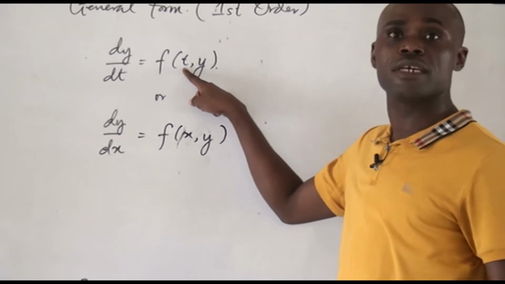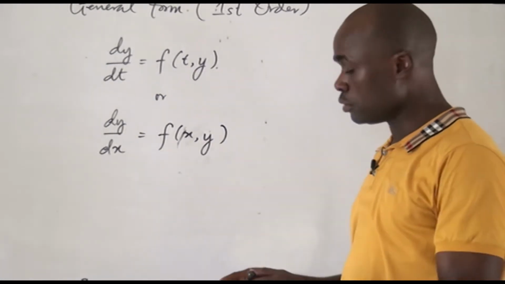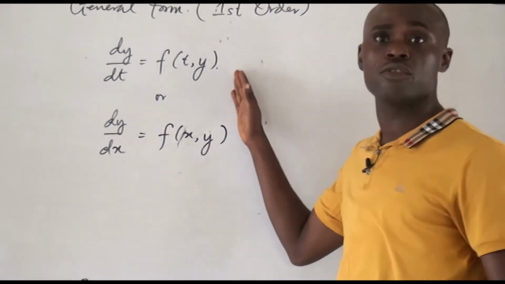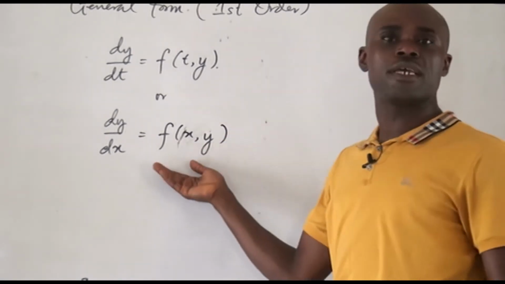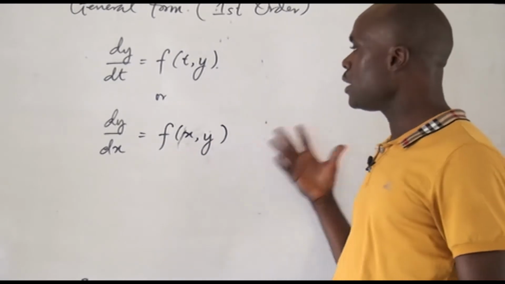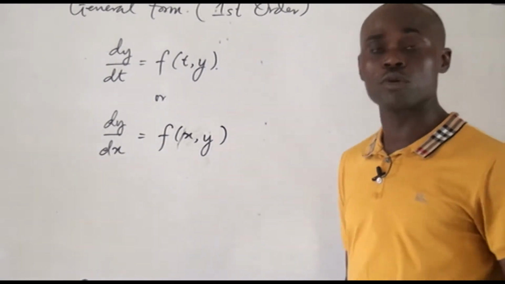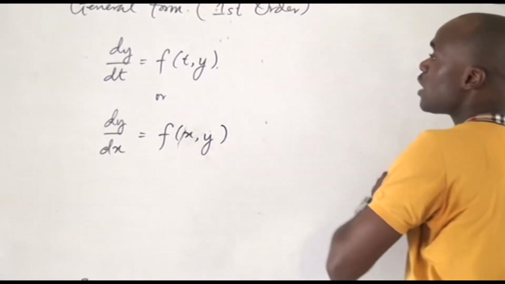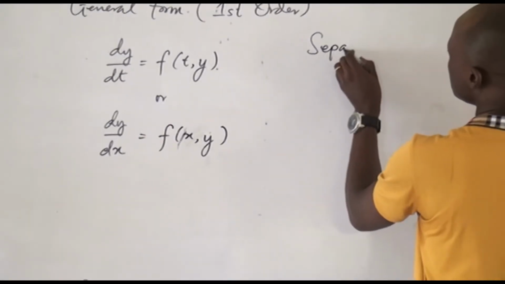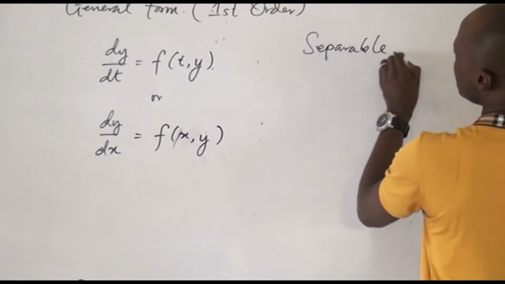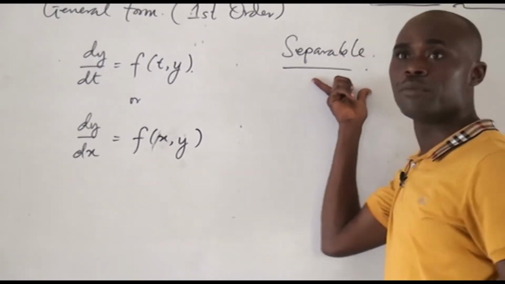This t here can represent the independent variable, and y there is your unknown function which we are looking for. And just the same thing here, x is the independent variable and y is the unknown function we want to get. And to solve this kind of equation, we must check if it is separable.